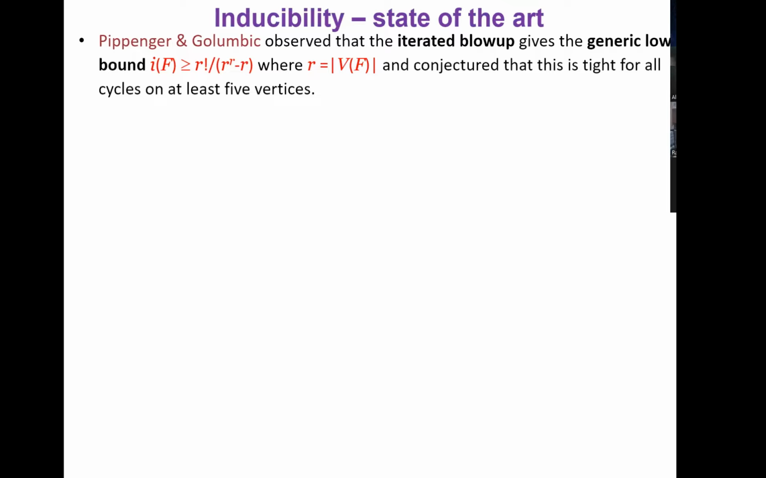But you can carry on with this inside the parts. Instead of keeping them independent sets, you can do this recursively over and over again. This is what is called the iterated blow-up. And if you do the computation in the limit, it gives you that the induced density of F is at least r factorial divided by r to the r minus r. So it only depends on the number of vertices of F.